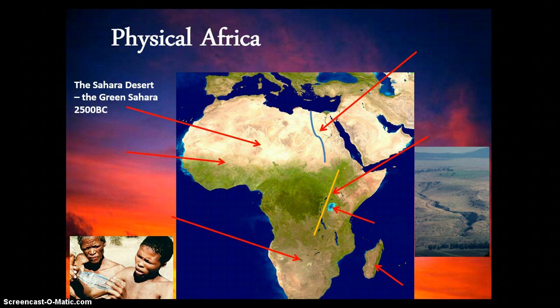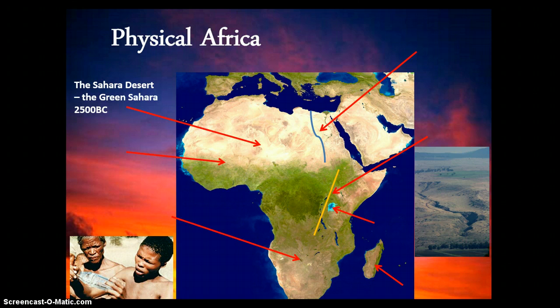The Sahara Desert is the largest desert region in Africa, in the north. The Sahara Desert wasn't always a desert region. This region was also called the Green Sahara by archaeologists, that existed about 2500 BC. So almost 5,000 years ago, this land was vibrant and had savanna and animals and people living there.